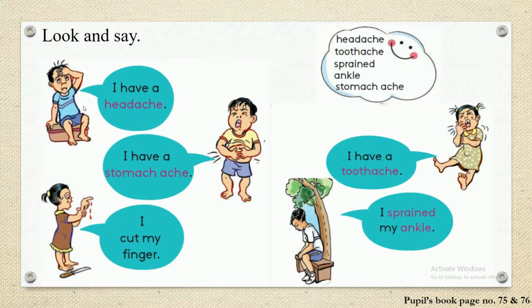Okay, now let's look at the pictures in your pupil's book. There are some children. What can you see? Are they happy or sad? Yes, they are in a sad mood. Let's see why they are sad. First picture. There is a boy. He is touching his head. Then, let's read his speech bubble. I have a headache.